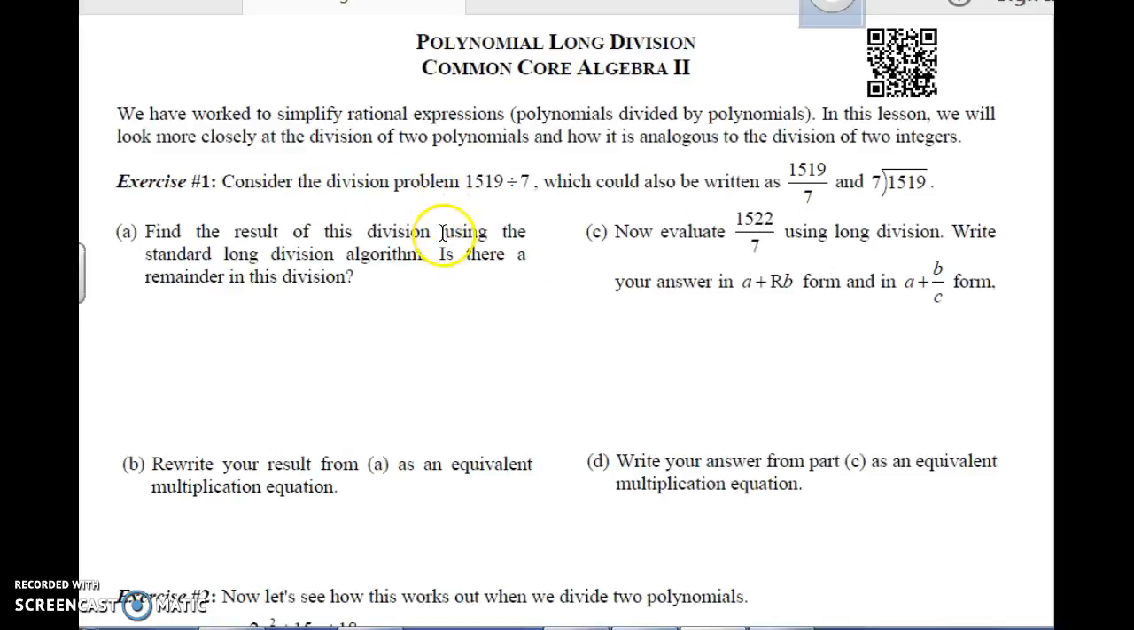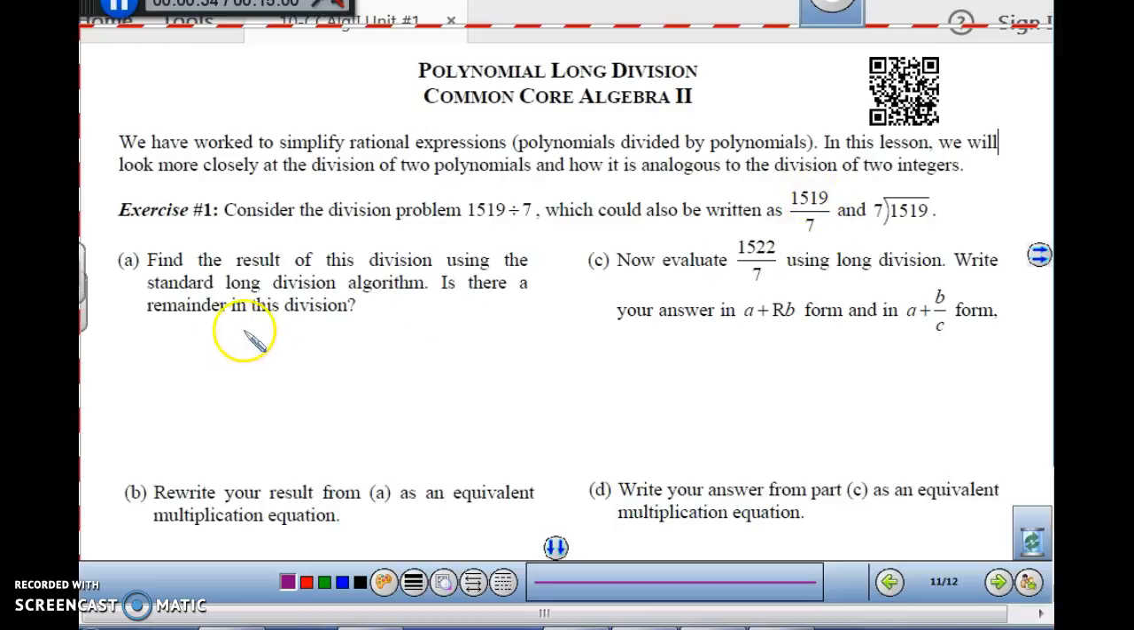So let's consider the division problem 1519 divided by 7. We're going to look at the process of long division with regular integers, and then we'll compare it to polynomials. If we have 1519 divided by 7 as long division, we put 1519 inside the division symbol, the 7 on the outside. Then 7 doesn't go into 1, but it does go into 15 2 times. Multiply 2 times 7 is 14, and then we subtract. 15 minus 14 is 1, and then repeat the process.